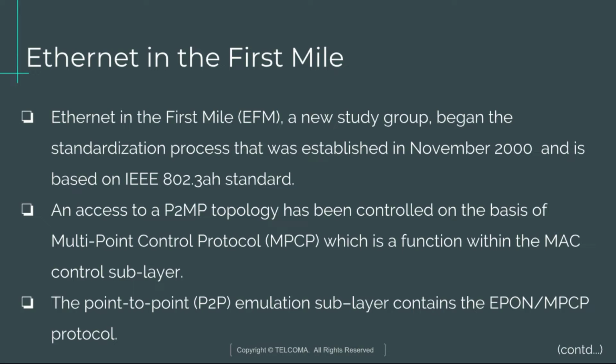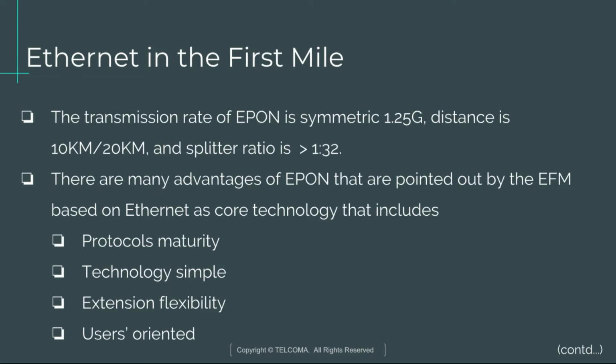Next is Ethernet in the first mile. Ethernet in the first mile, a new study group began the standardization process that was established in November 2000 and is based on IEEE 802.3ah standard. And access to a P2MP topology has been controlled on the basis of multi-point control protocol, which is a function within the MAC control sublayer. The point-to-point emulation sublayer contains the EPON or MPCP protocol.